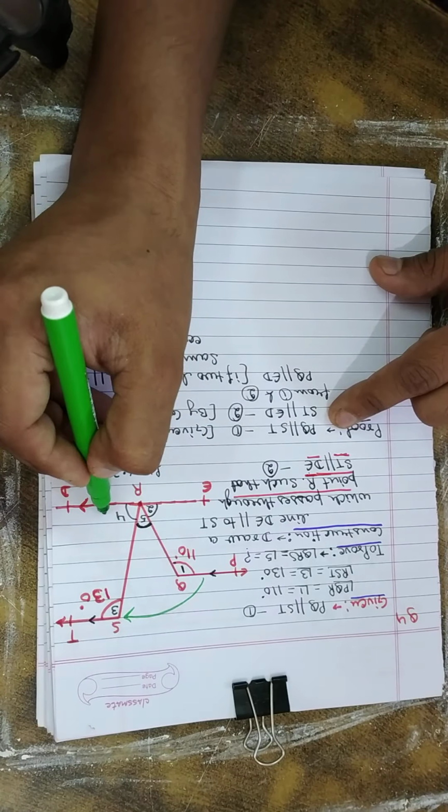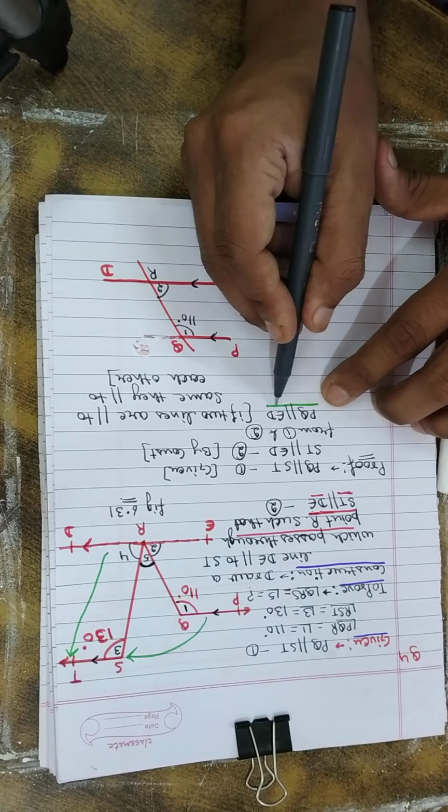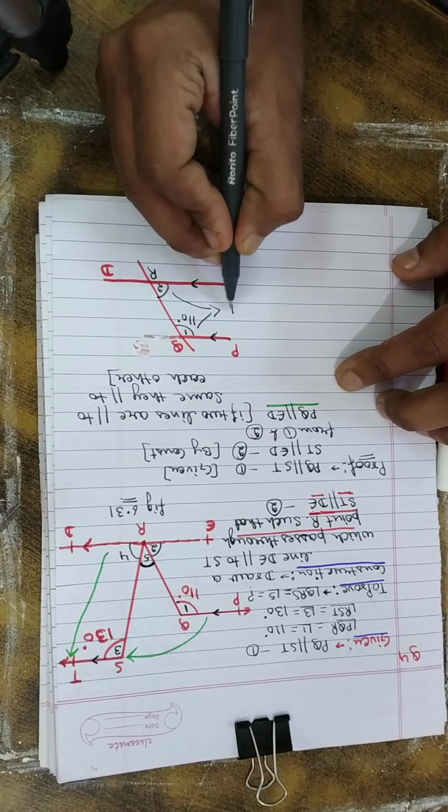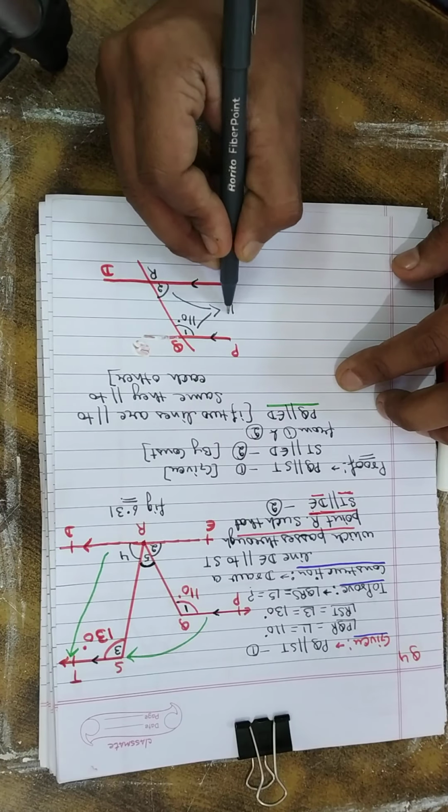Both lines are parallel to each other. We have already proved that if both lines are parallel to each other, then the sum of these two interior angles is 180 degrees. Reason: co-interior angles. So I can write here: PQ is parallel to ED, and QR is a transversal line.